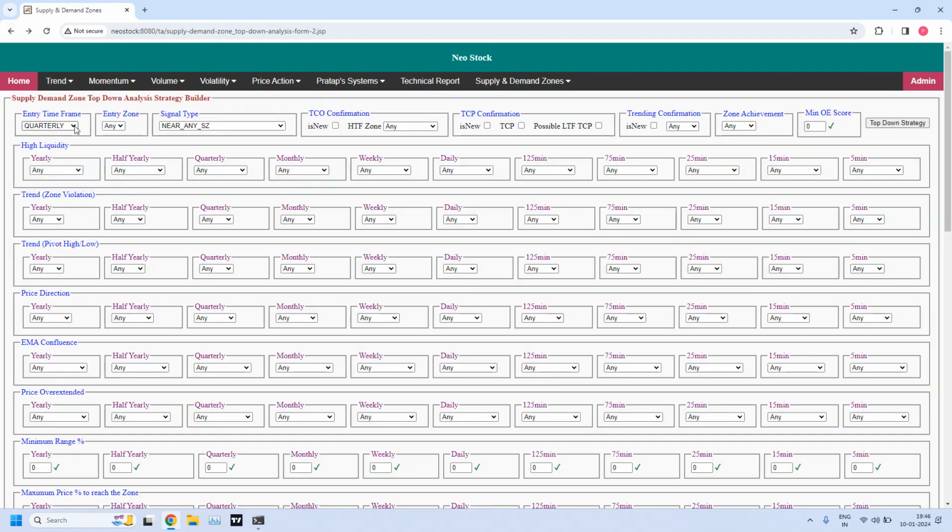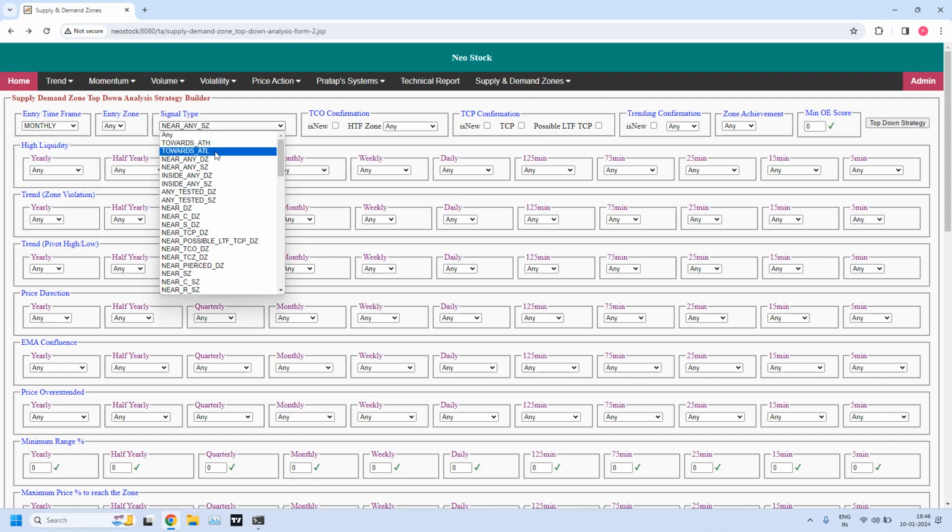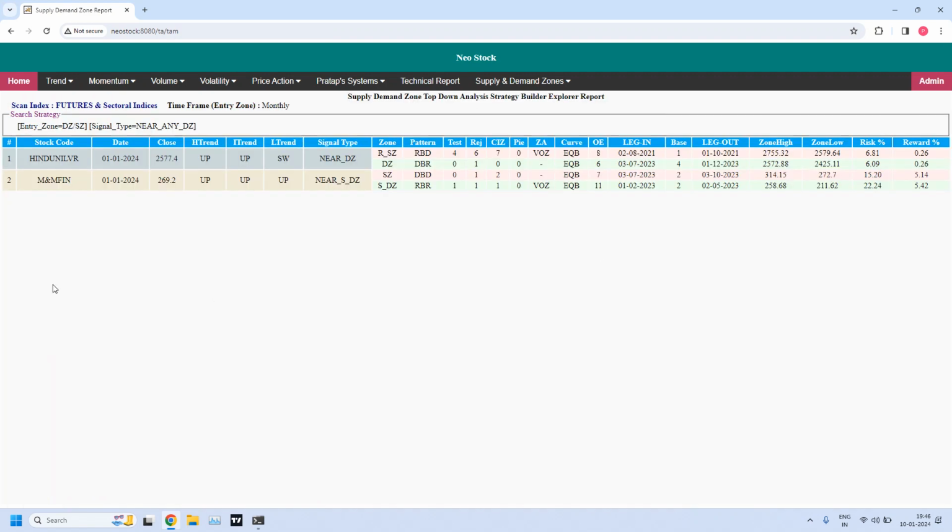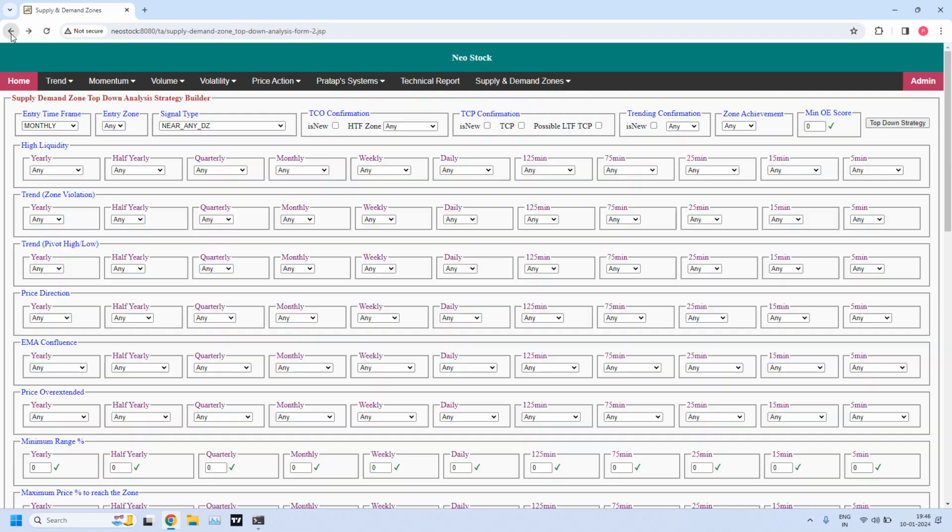So let's go back. Let us change the time frame to monthly. Let us find the stocks near monthly demand zone. So 2 stocks are there near monthly demand zone. Let's go back.